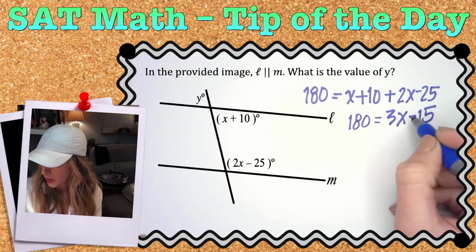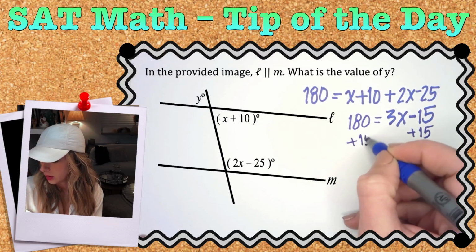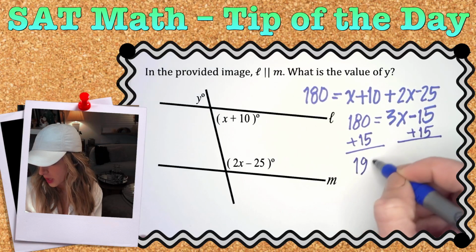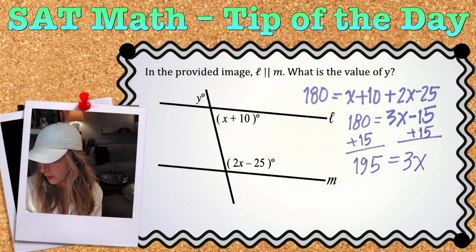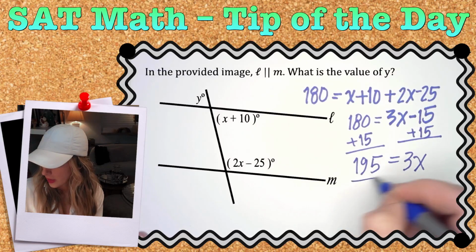Next, we want to get the X alone. Add 15 to both sides. We get 195 is 3X, right over there. Then we're going to divide both sides by 3.